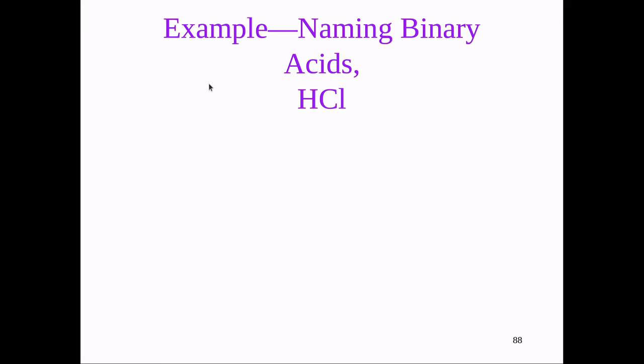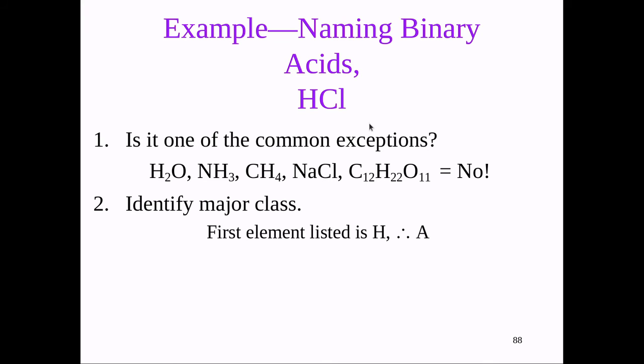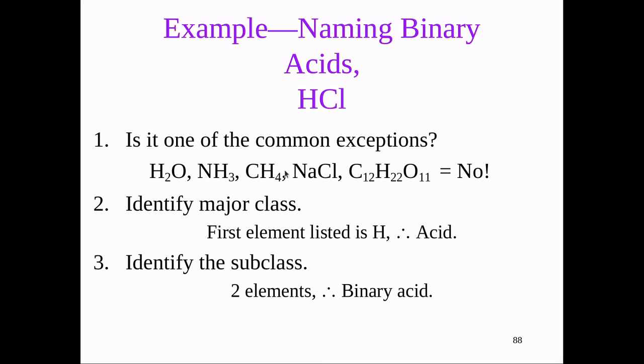So let's look at an example of naming a binary acid. We start off with the formula HCl. First, is it one of our common exceptions? It is not. We identify the major class as acid because it has the presence of the H at the beginning. And we identify it as a binary acid because there's no polyatomics here.